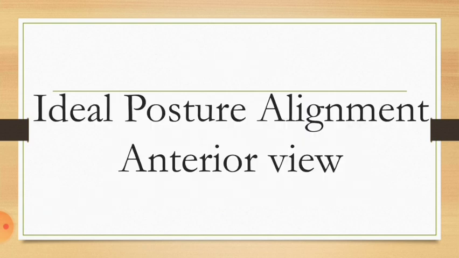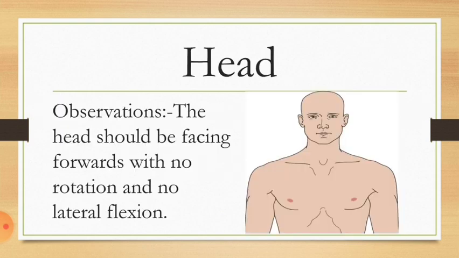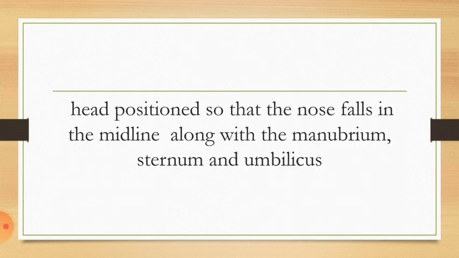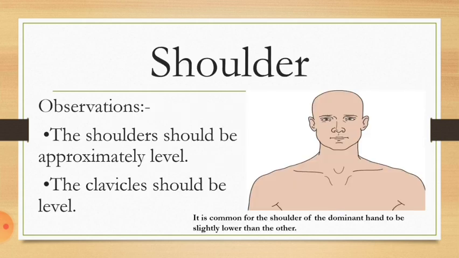Next, ideal posture alignment in anterior view. Observation. Head. The head should be facing forwards with no rotation and no lateral flexion. Head position so that nose falls in midline along with the manubrium, sternum and umbilicus. Next, shoulder. The shoulder should be approximately level, clavicles should be level. It is common for the shoulders of dominant hand to be slightly lower than the other.